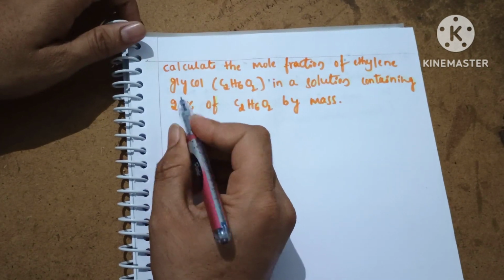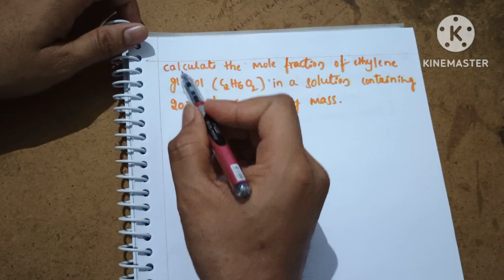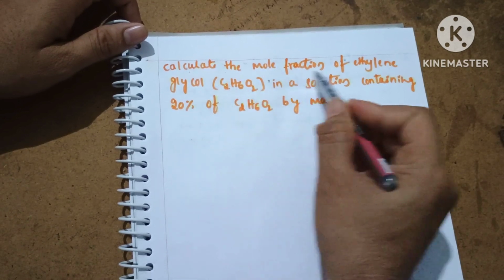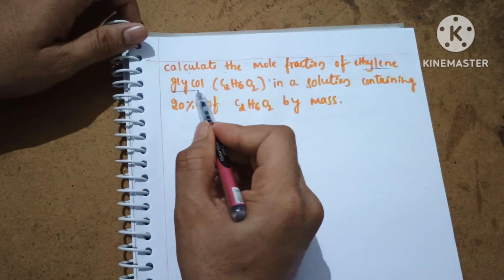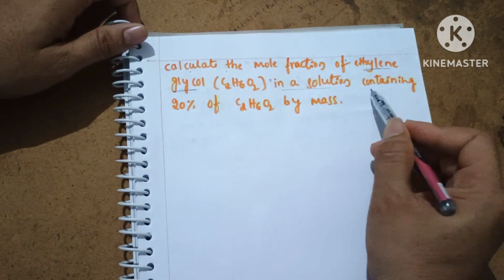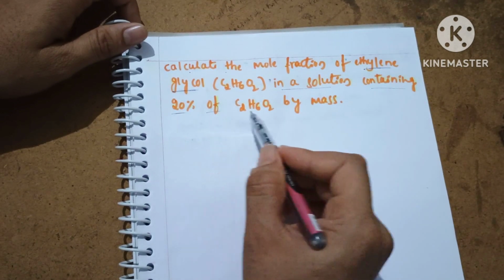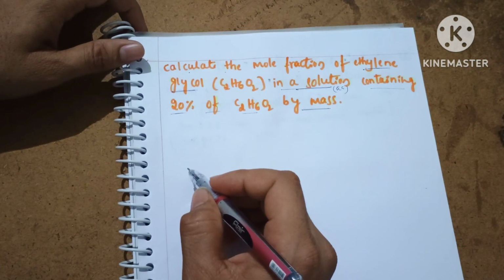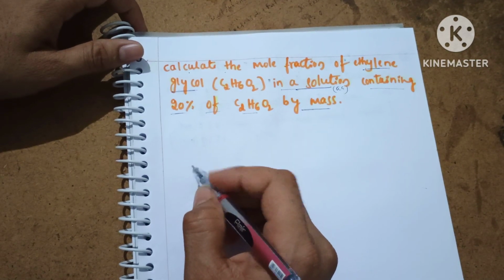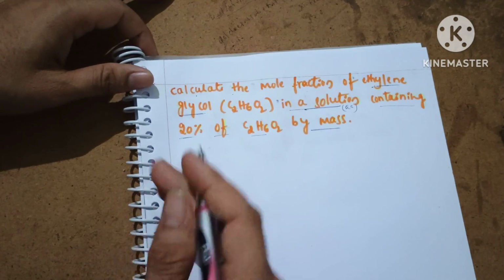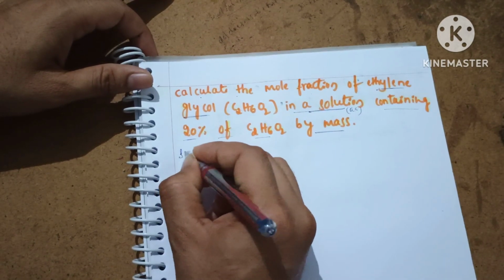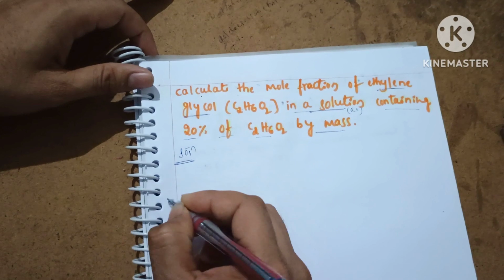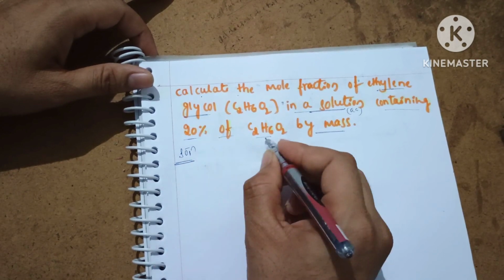The first problem of today's class is: calculate the mole fraction of ethylene glycol in a solution containing 20% of ethylene glycol by mass. First I will write the data, thereafter I will calculate the mole fraction of ethylene glycol. So let's start. Solution. What he has given first is 20% of ethylene glycol.